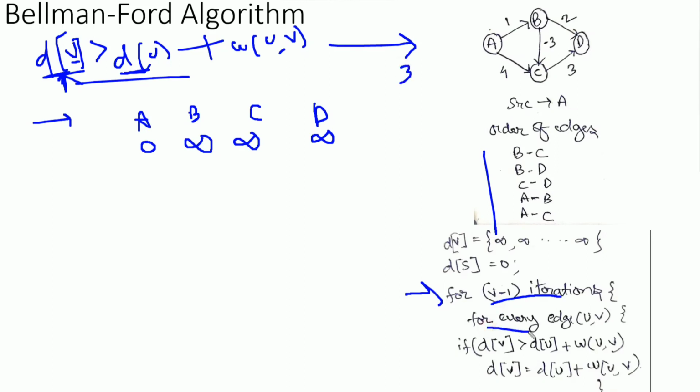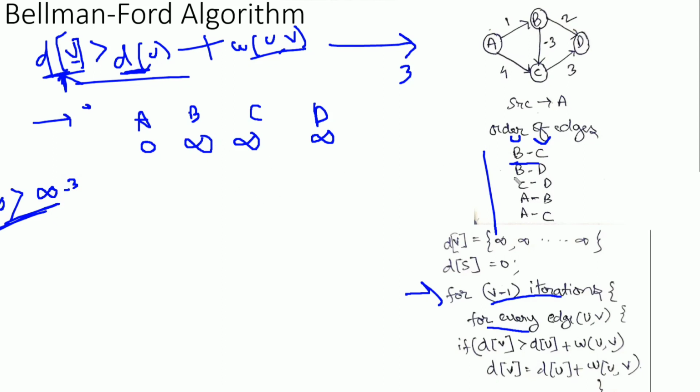Okay, for every edge u comma v, suppose like b and c. So if we see in this table, we find that the value of b is what? Infinity. And the value of c is what? Infinity. So suppose b is u and c is v. So distance of b is what? Distance of b is infinity. Okay, infinity is greater than distance of u is what? Distance of u is also infinity, and weight associated between vertex b and c is what? It's minus 3. So it is nothing but infinity. So this condition is false. Relaxation condition is false. Okay, it means that b and c will remain infinity.